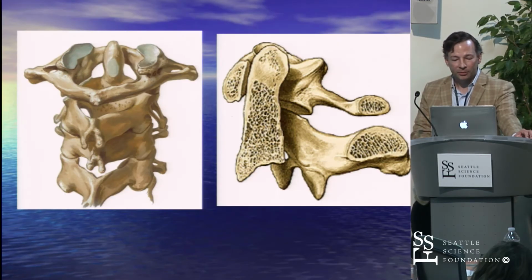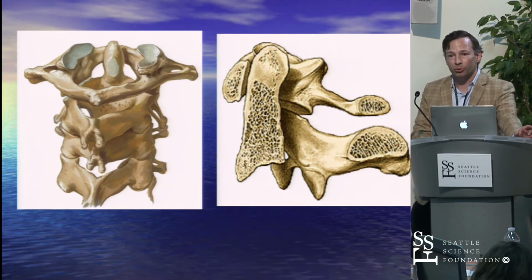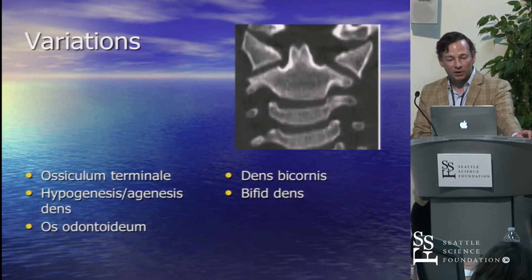Here we see the orientation between the odontoid and the anterior arch of C1. That pre-dental space, as we all know, should be 3 millimeters or less in adults. It can be up to 5 millimeters in children, and anything over 6 millimeters for that pre-dental space is indicative of transverse ligament avulsion. Some variations of the odontoid.